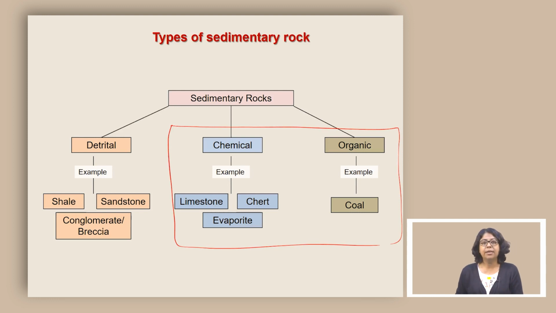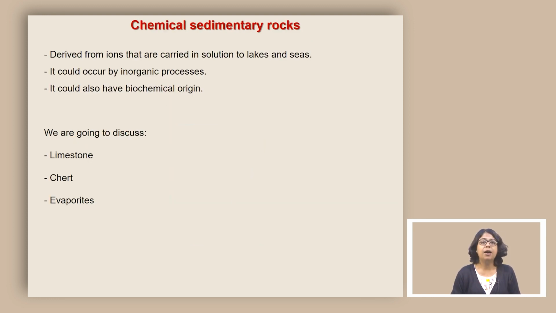If we look at the chemical sedimentary rocks, these are rocks that are formed from sediments which are primarily produced by chemical weathering. They form from those ions that are carried in solution into lakes and seas, carried by the rivers or any other agent which can keep the ions in solution. Now, the change in chemical condition of that agent primarily leads to the deposition of these ions, finally forming a sediment and eventually converting that sediment to sedimentary rocks.